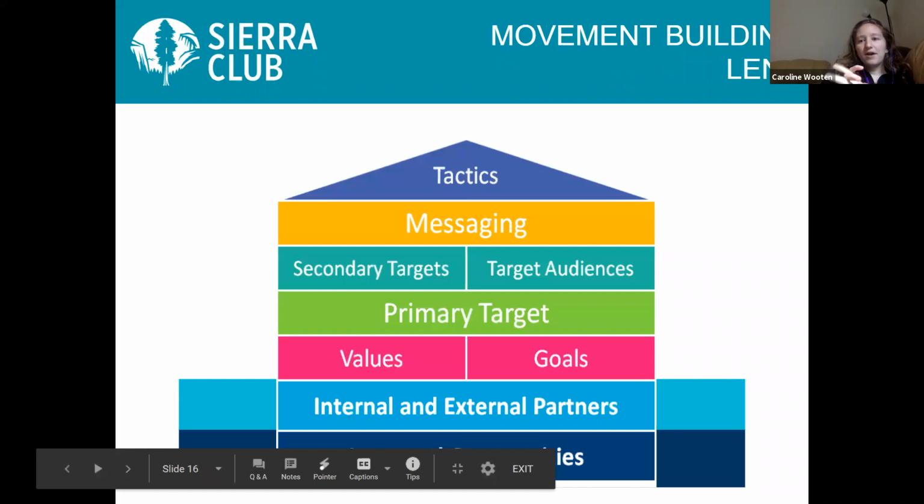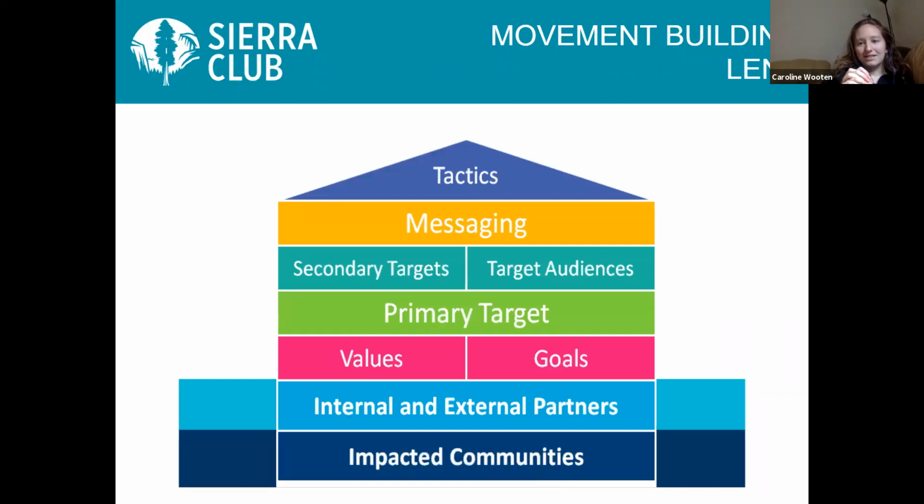And so when we're thinking about campaign planning, we like to think about it as a house, and you need a really strong foundation. So the foundation of any campaign should be communities that are impacted by the issue you're working on and internal and external partners. From there, you can identify what your goals are, what your values are, your primary target, so who has the power to give you what you want, your secondary targets and target audiences, so people who can influence that primary target, your messaging, how you're talking about this, and your tactics, what you're literally doing.